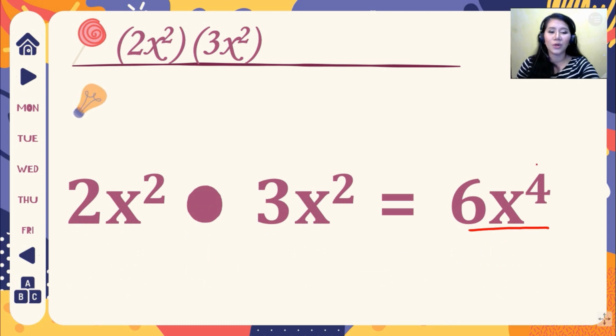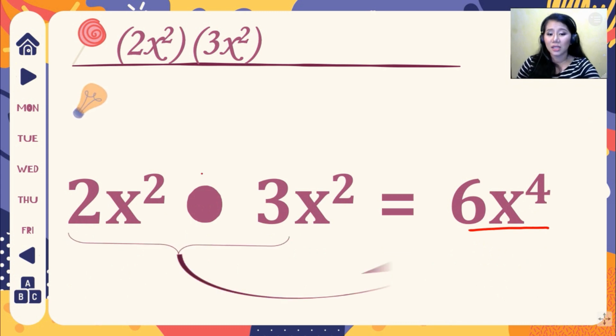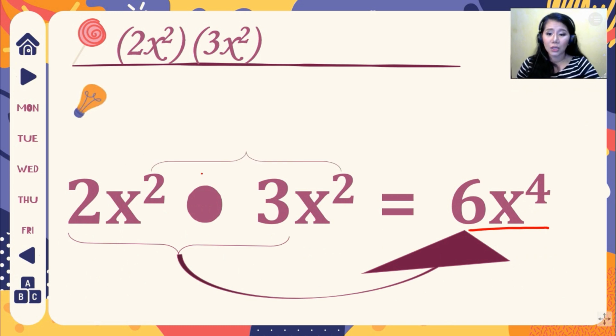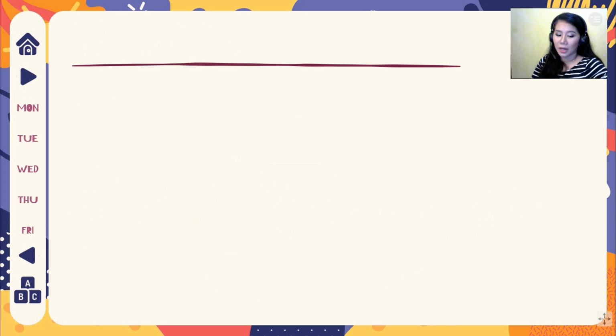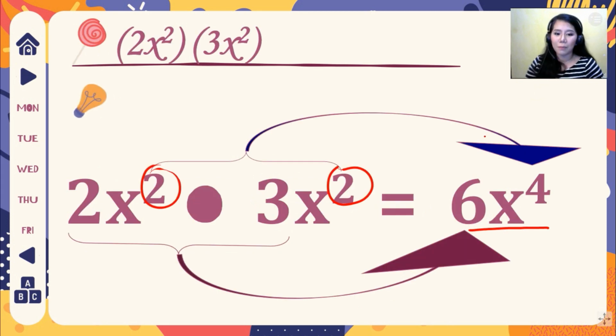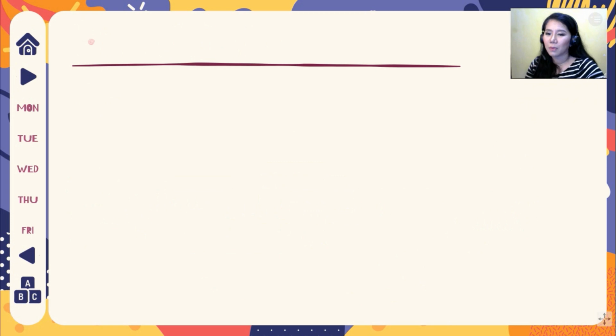Paano nangyari yun? Kasi class, ganito yun. Si 2 at saka si 3, itinimes lang natin. Ano ang sagot? 6. Tapos, si 2 at saka 2 dito, i-plus lang natin yon, that's your exponent. Okay? So, ganun lang kasimple. Then, kopyahin na lang natin si x ng isang beses lang. Ganun lang. Okay? So, sige, explain natin further.